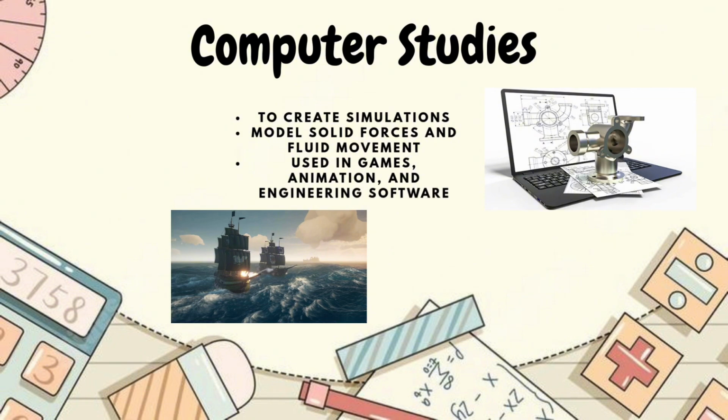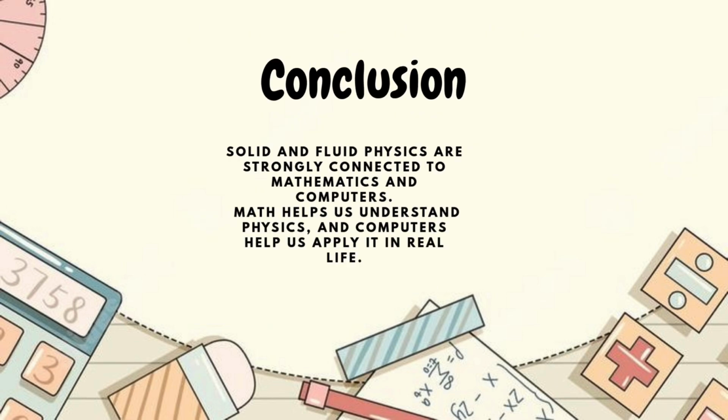Computers use physics and math to create simulations. Programming helps model solid forces and fluid movement. This is used in games, animation, and engineering software. In conclusion, solid and fluid physics are strongly connected to mathematics and computers. Math helps us understand physics and computers help us apply it in real life.